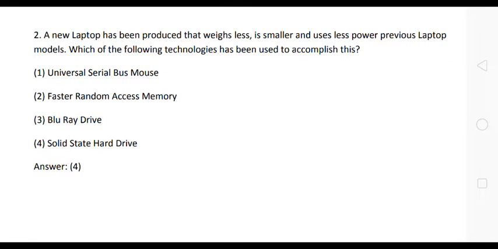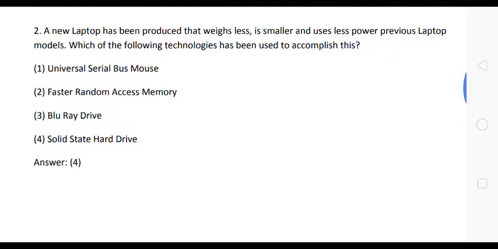Next question is, a new laptop has been produced that weighs less, is smaller and uses less power than previous laptop models. Which of the following technologies has been used to accomplish this? The correct answer is option 4, solid state hard drive.